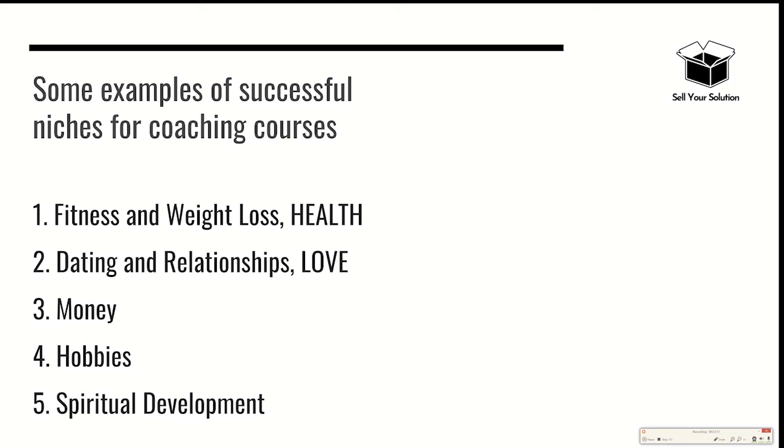Fourth is hobbies. People that are already super into golf, they're already spending thousands of dollars on it. If you can help them have more fun or find better places or equipment or savings on equipment, they're definitely going to be able to spend money on that.